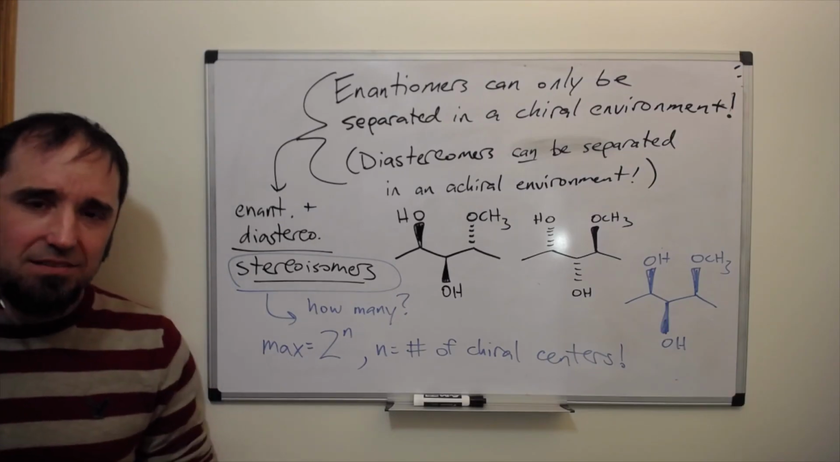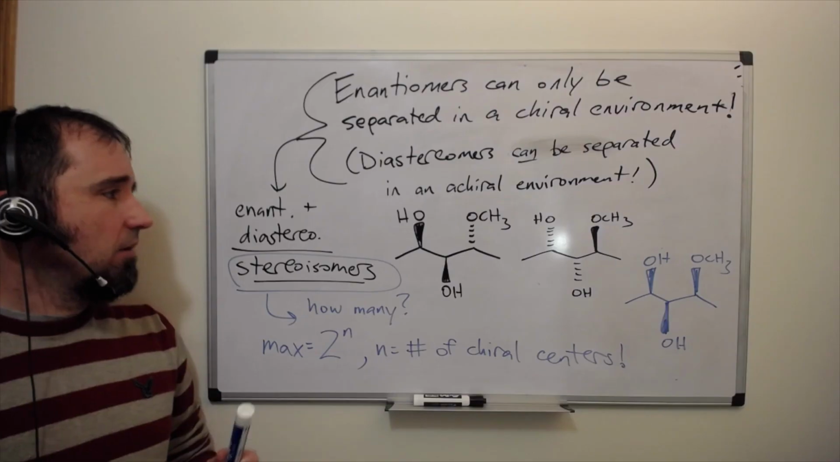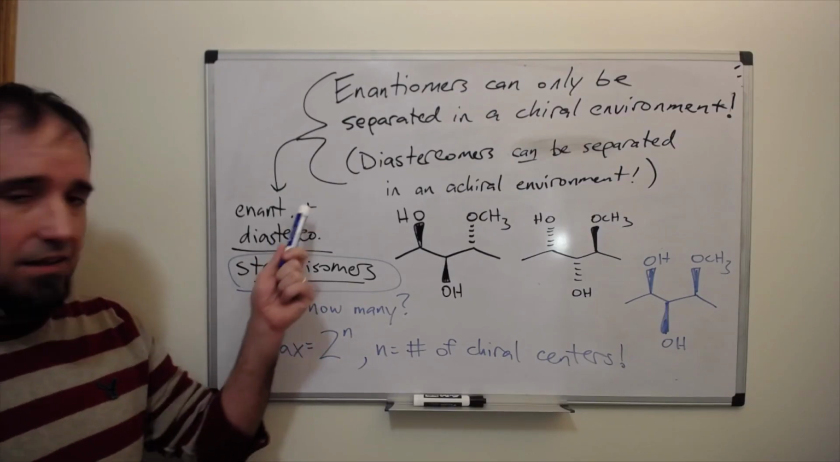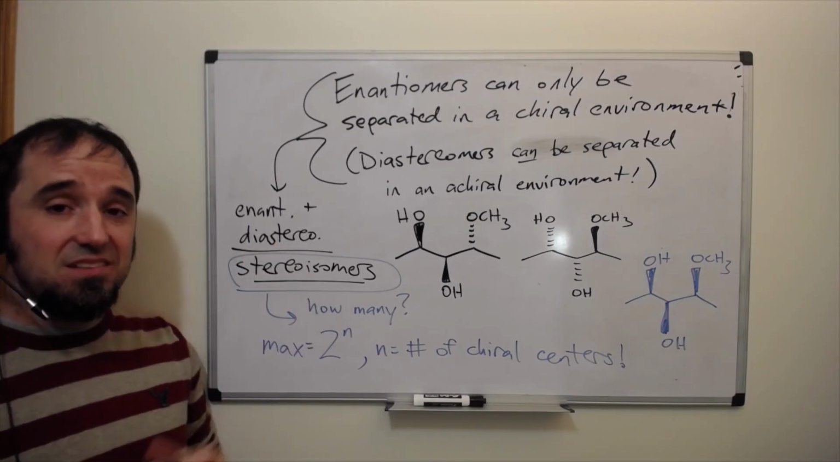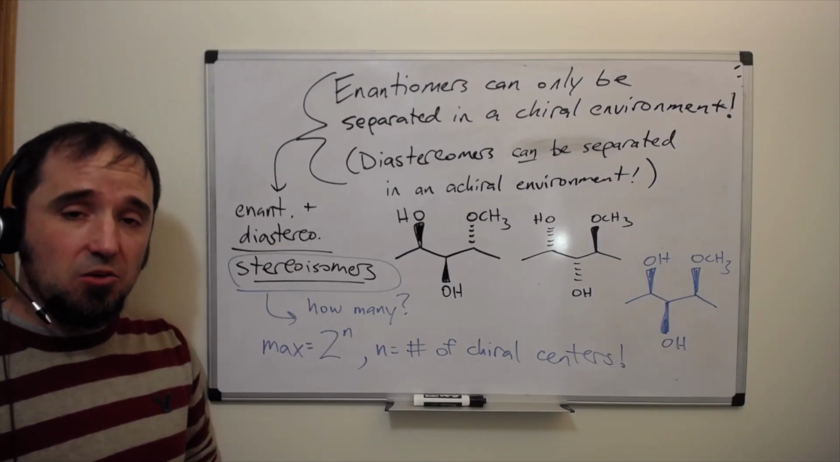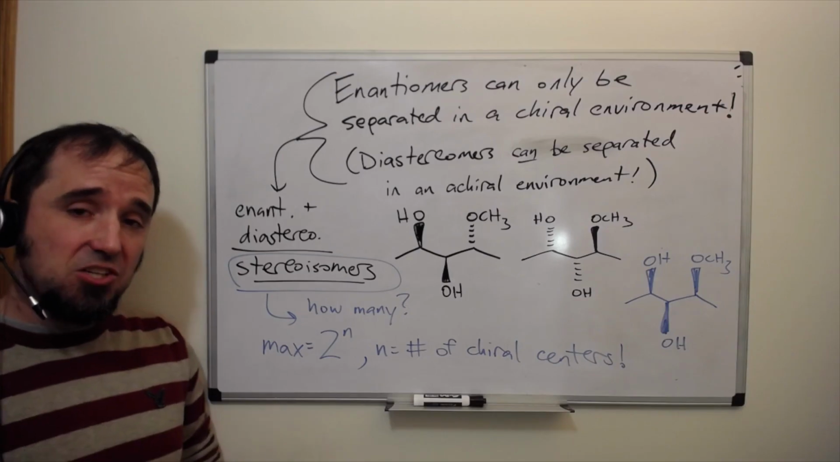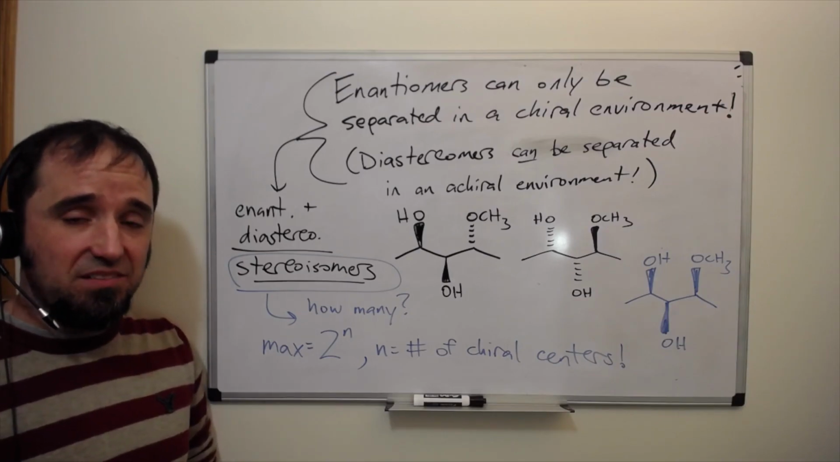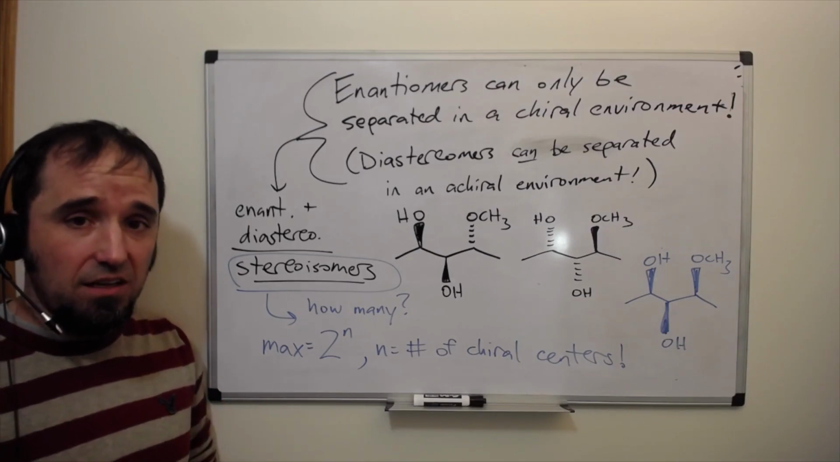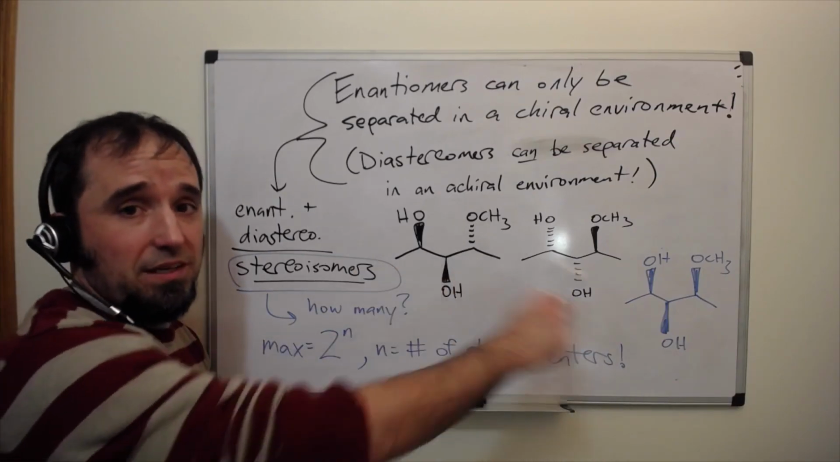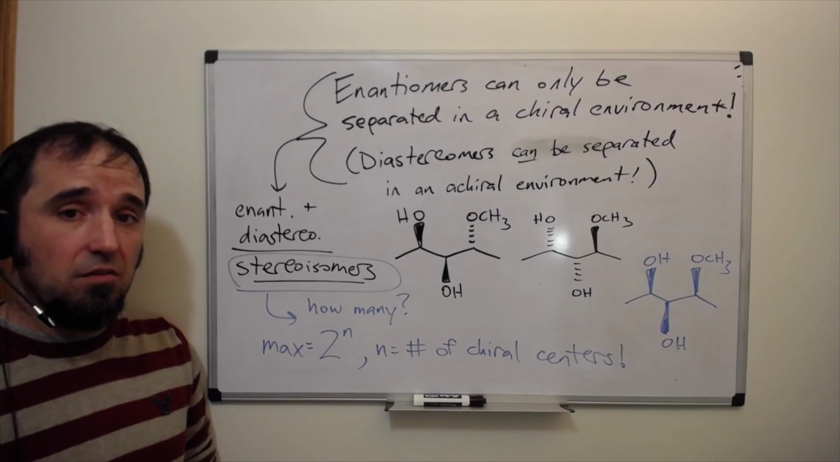Another last piece of nomenclature. We consider all of these things, enantiomers and diastereomers both, stereoisomers. So stereoisomers is a catch-all term that basically says same atoms, same connectivity, different configurations. So all of these would be stereoisomers of each other.